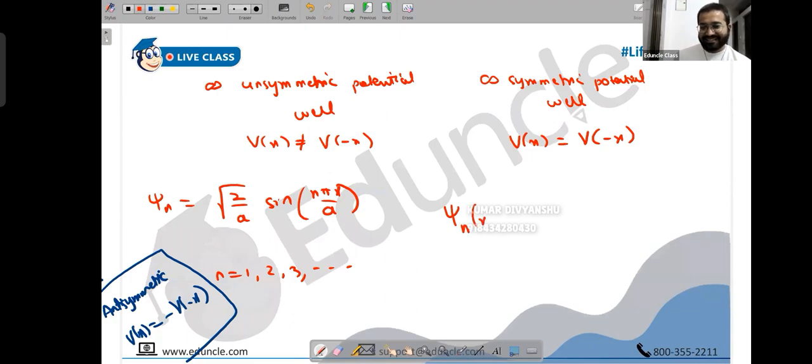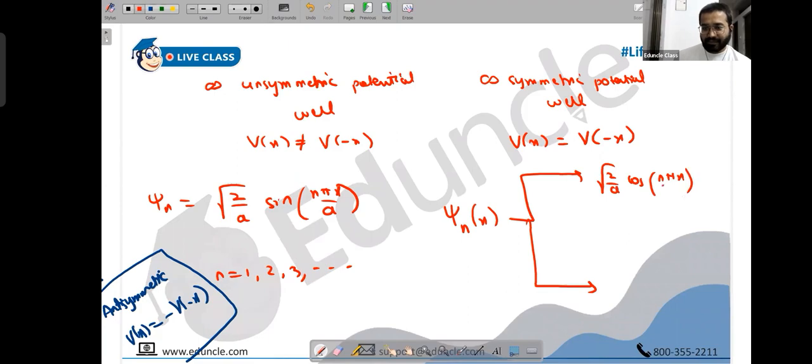And for the value of psi of x here, we have two cases. One where it becomes root of 2 by a cos n pi x by a, and one where it is root of 2 by a sine n pi x by a. Cos is an even function, which means quantum numbers will be odd, 1, 3, 5. And sine is an odd function, which means quantum numbers will be even. That is how we always remember. When you say sine is an odd function, it means it is an anti-symmetric wave function. And when you say cos is an even function, it means it is a symmetric wave function.